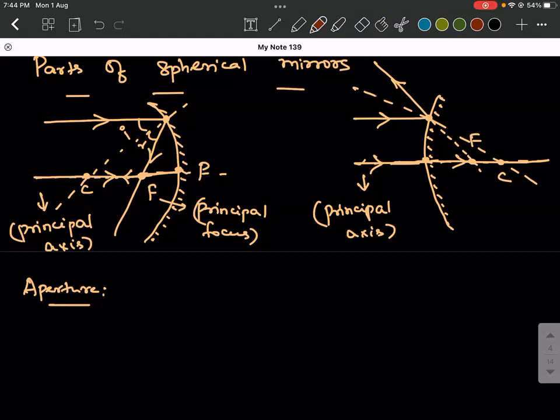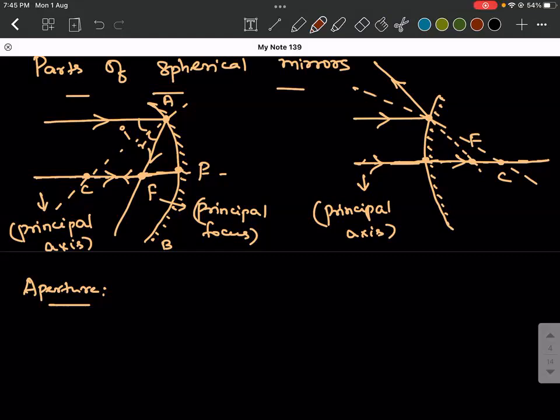It's not ability, it has something to do with length. So if I take this as AB, if you draw a line from A to B directly and measure it, that length is called the aperture. Basically, sometimes they call it the diameter of the lens or the diameter of the mirror.